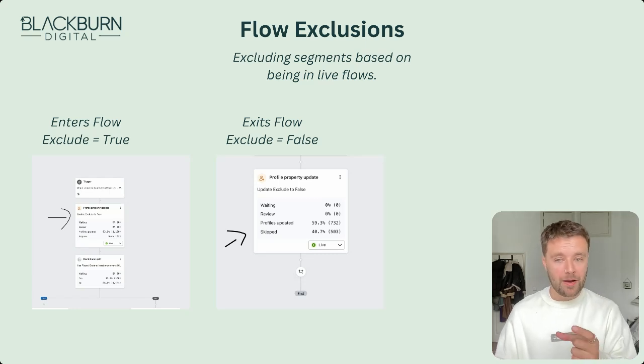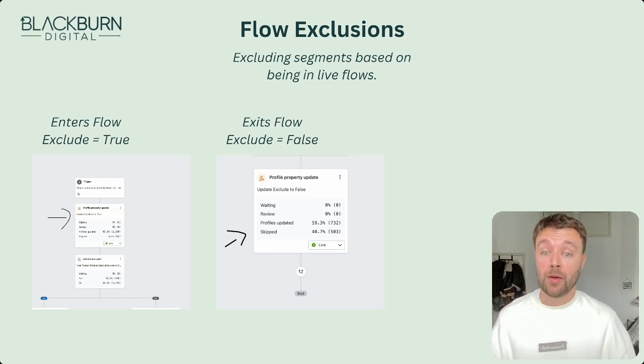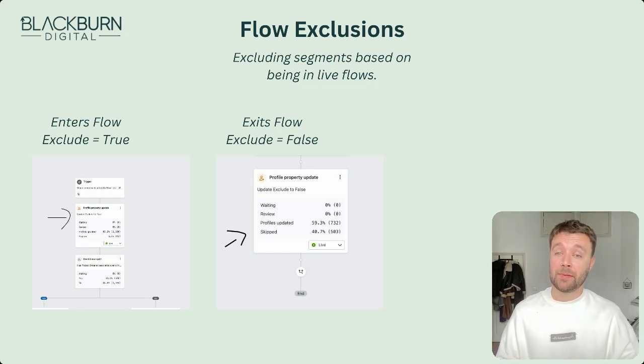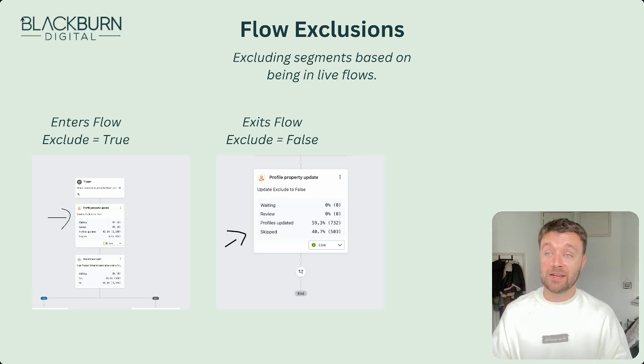Now, the one thing to be mindful of here is it is common for someone to leave the flow midway through because they've purchased XYZ. So you'd also want to create a flow, which is basically a property cleanup flow, that if someone hasn't received an email in X amount of days, they automatically get updated to exclude equals false. But this is a great way to really tighten and keep the customer experience really tight.